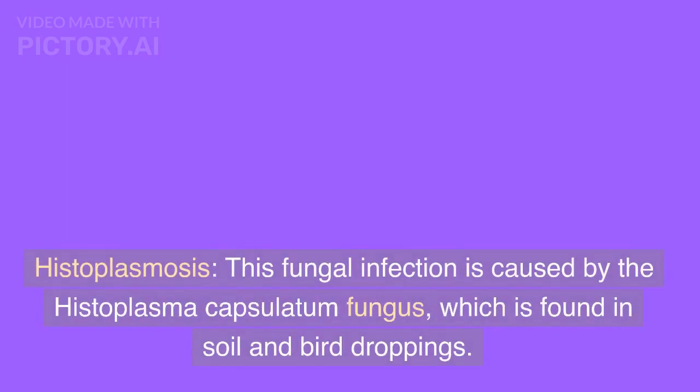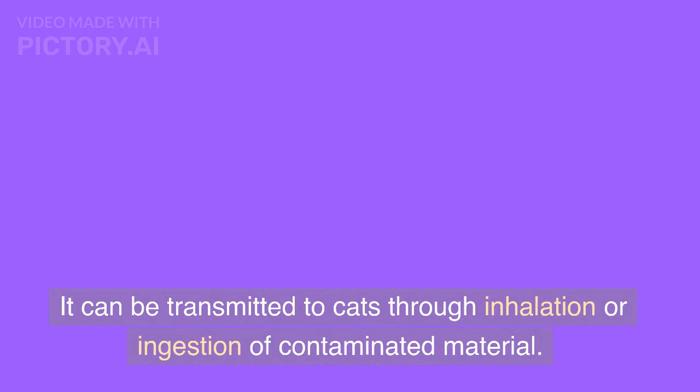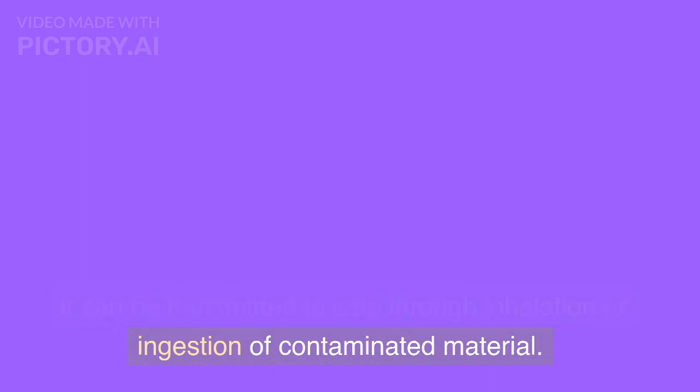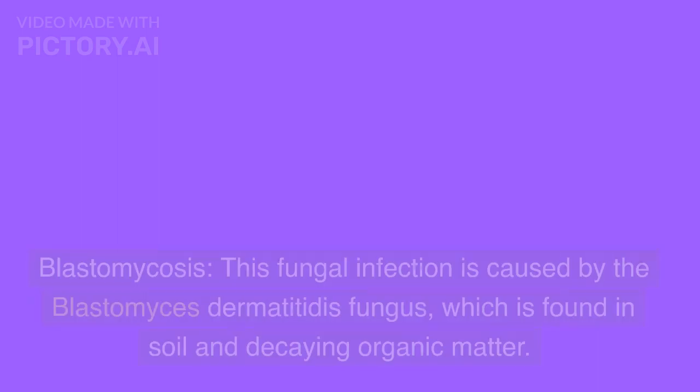Histoplasmosis. This fungal infection is caused by the Histoplasma capsulatum fungus, which is found in soil and bird droppings. It can be transmitted to cats through inhalation or ingestion of contaminated material. Treatment typically involves oral antifungal medications.